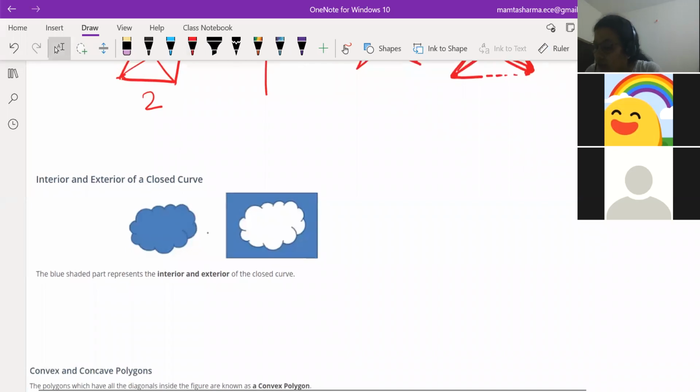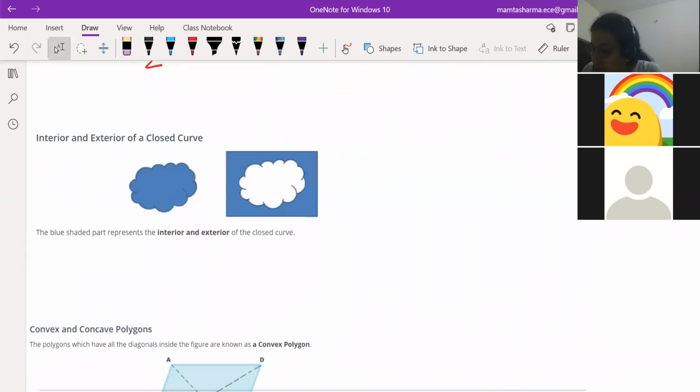Now tell me interior and exterior. What is the interior part? If I consider any shape, like this cloud shape, the interior part is this blue part. This is the interior part, and this is the exterior part, the part which is not inside the shape. This is the exterior part of the closed curve.